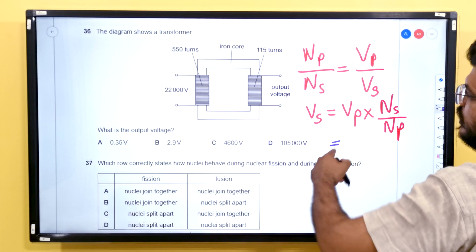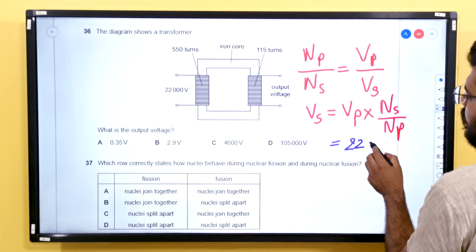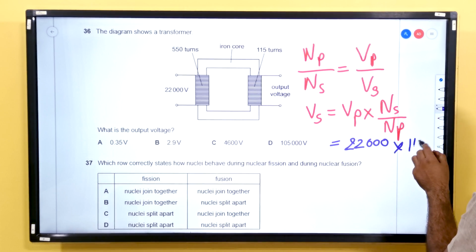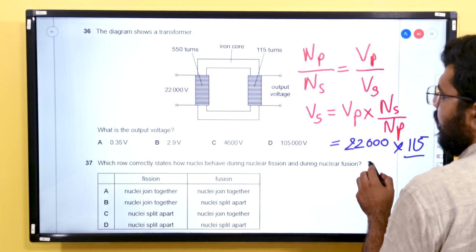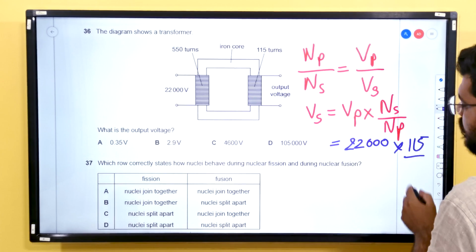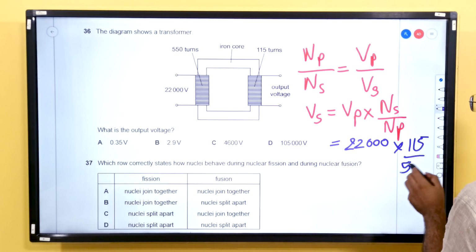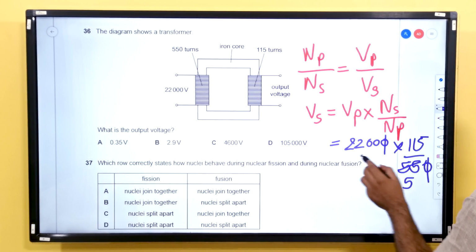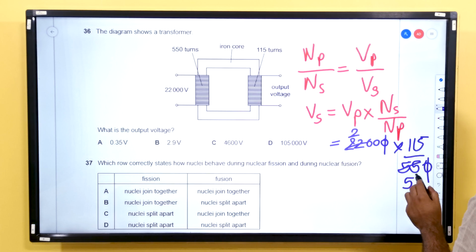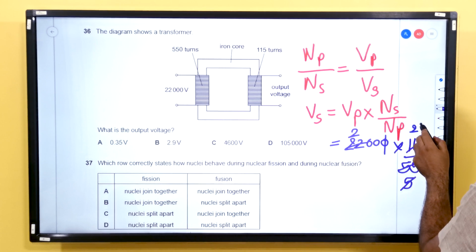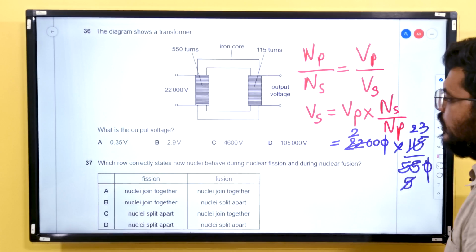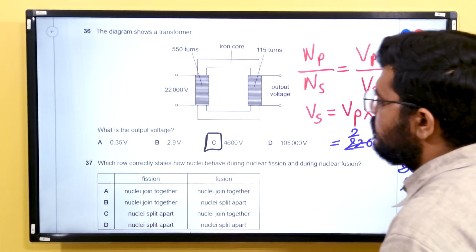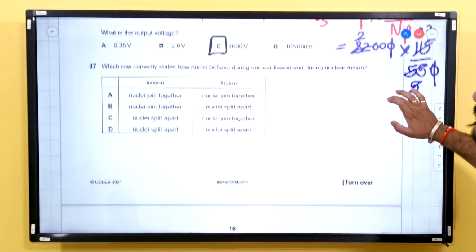Okay, keeping the values, I have primary voltage is 22,000. Secondary number of turns is 115 and primary number of turns is 550. So 0 0 cancelled, 11 5 times, 11 2 times, 5 1 times and 5 23 times. So 200 into 23 is 4600 volts. So your correct answer is option C, 4600 volts.